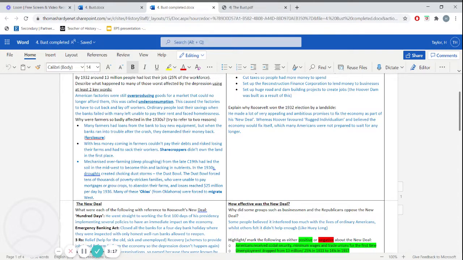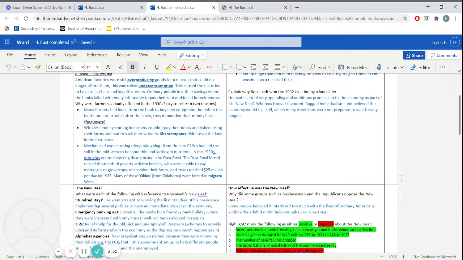Why were farmers so badly affected in the 1930s? Refer to at least two reasons. I've got three here that you could potentially use. So many farmers had loans from the bank to buy new equipment, but when the banks ran into trouble after the crash, they demanded their money back. So they were foreclosed upon. With less money coming in from farmers, they couldn't pay their debts and risked losing their farms and had to sack their workers. Sharecroppers didn't own the land in the first place.